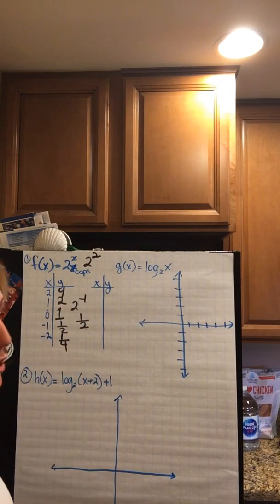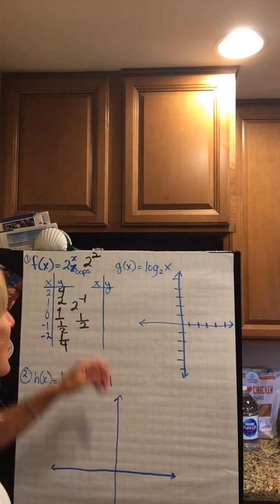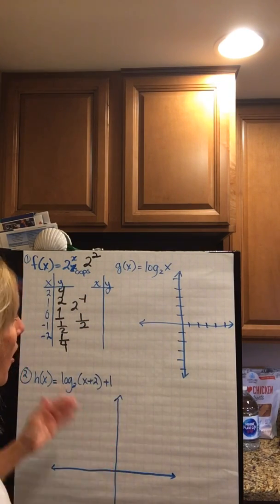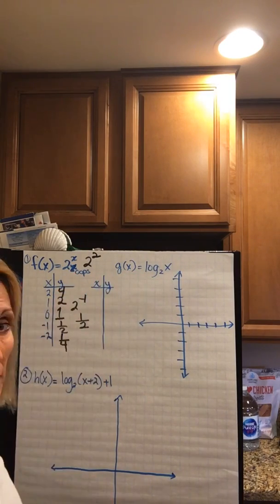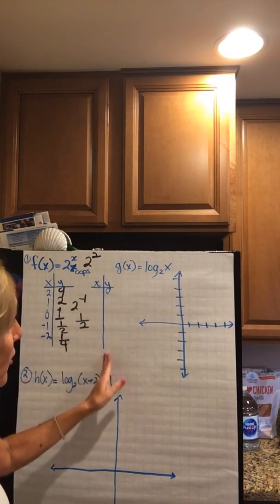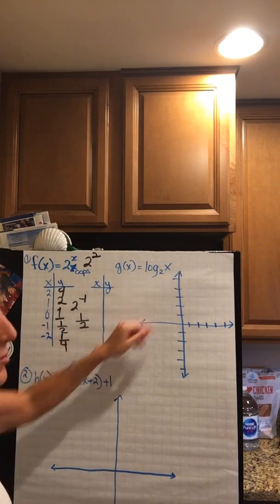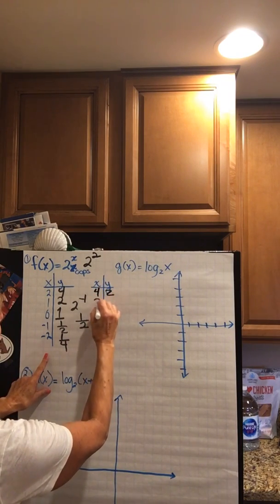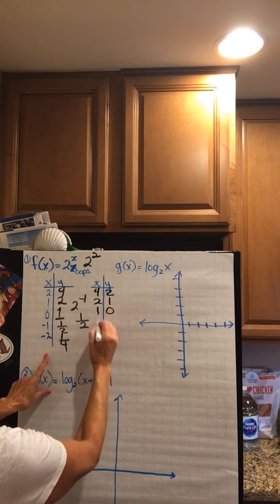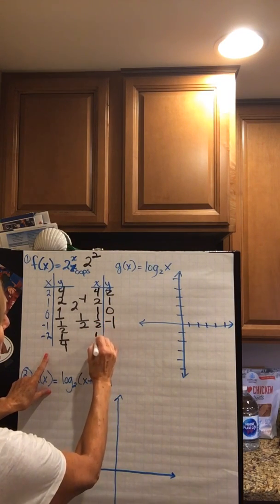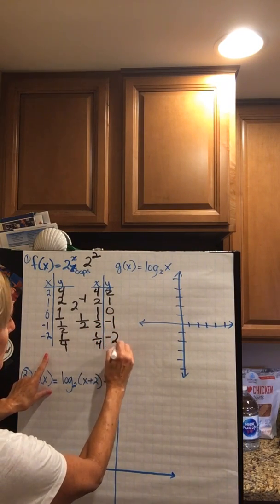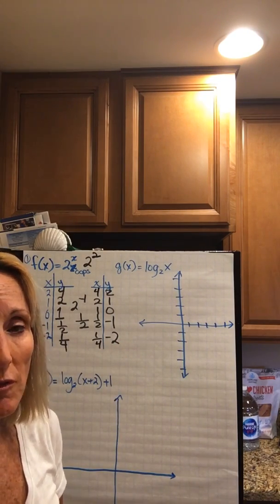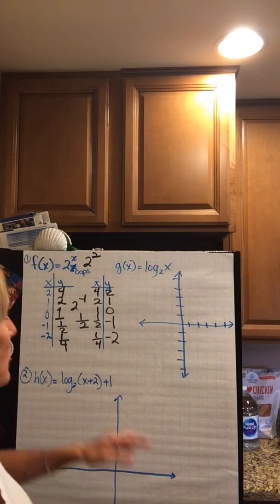Now, the reason I'm showing you this, since I keep telling you that exponentials and logs are inverses of each other, is that all I have to do to find the parent graph points of log base 2 of x is take the inverse of these points. So I get 4, 2, 2, 1, 1, 0, 1/2, negative 1, 1/4, negative 2. And now I'm going to be able to graph and find out what log base 2 of x looks like. Okay, so we'll start graphing this one first.